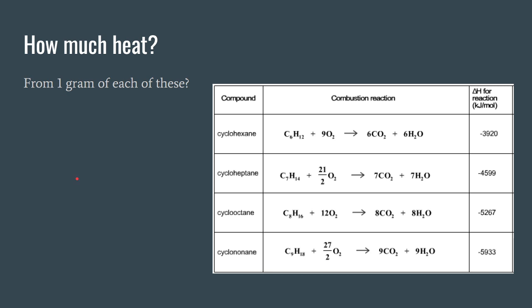So here's an example of a heat of combustion. We have cyclohexane, C6H12. When you burn that, it requires 9 moles of oxygen, makes 6 moles each of CO2 and H2O, and the heat of combustion is negative 3920. So heat of combustion is very simple, very straightforward. It's just normalized to the thing being burned. That's really all there is to it.